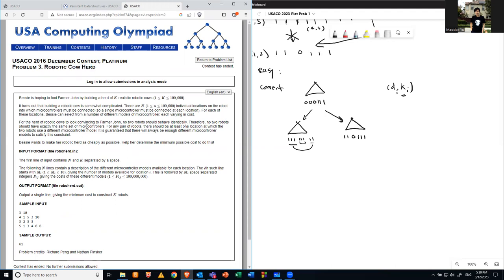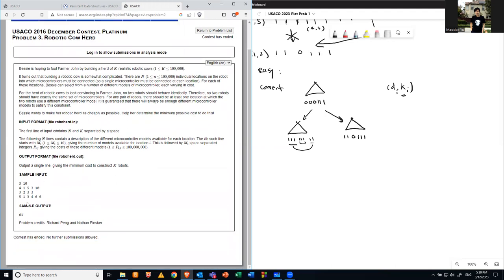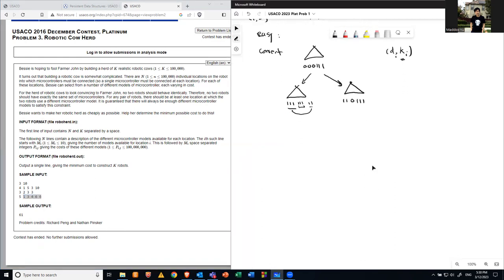If you remember, that problem was for a robot that has multiple components, right? So for example, this has three components. Each component has a different cost, right? So then if I want to build let's say 3 or 4 or 5 robots, what's the cheapest of 5 robots I can build, right? So that's what we did.